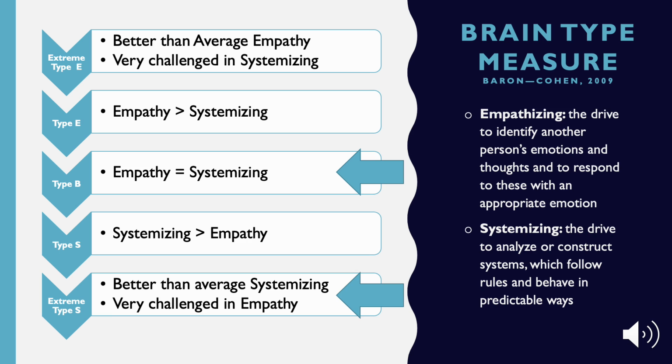The other one that we're concerned with is extreme type S and also a little bit type S. This is where we expect most people with autism spectrum disorder to fall. They are a lot better at systemizing than they are at understanding emotions. They can plan and execute a lot better than they can understand and appropriately respond to emotions, which is in correlation with previous research, as we talked about earlier.